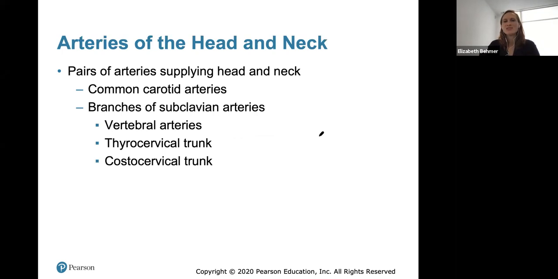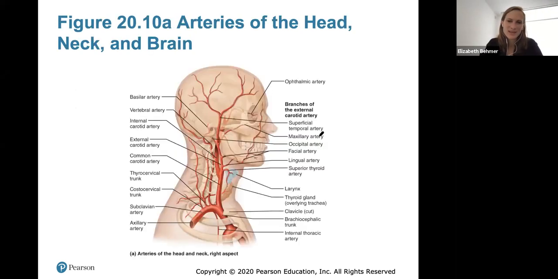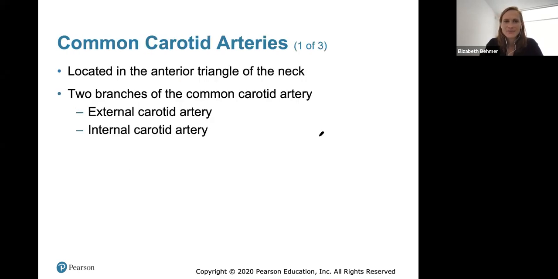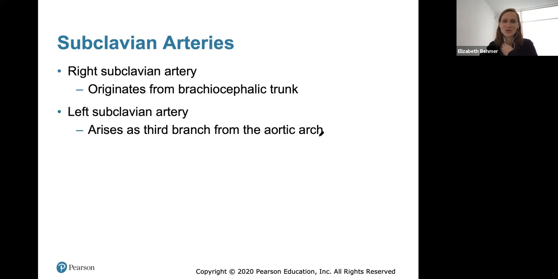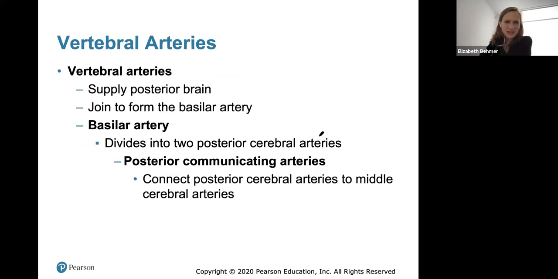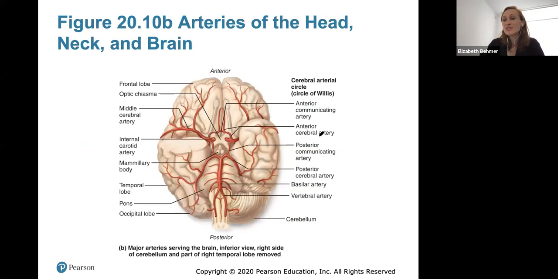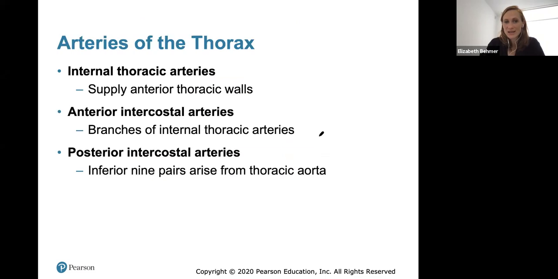And then we have pairs of arteries supplying the head and neck, common carotid, branches of the subclavian. So these are arteries of the head, neck, and brain. I'm going to kind of go over some of these because I don't ask you guys to know specifics in your lecture exam. In your lab exam, all that I'm asking you to do is to be able to identify the arteries that are found on the lab practicum list.